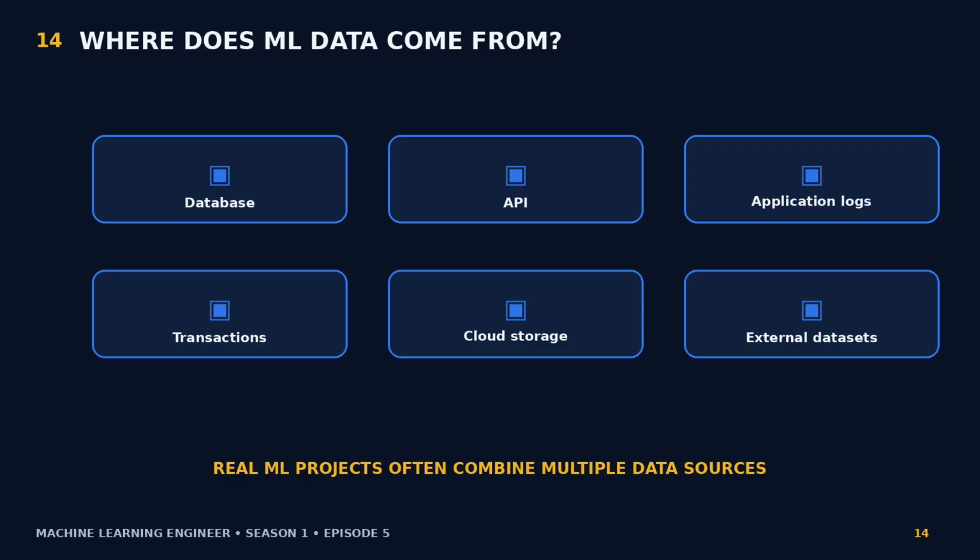Data can come from many sources. We might get it from databases, APIs, application logs, transaction systems, cloud storage, or external datasets. In a real project, combining these sources can itself become a major engineering task. You have to make sure that the data is consistent and correctly joined.